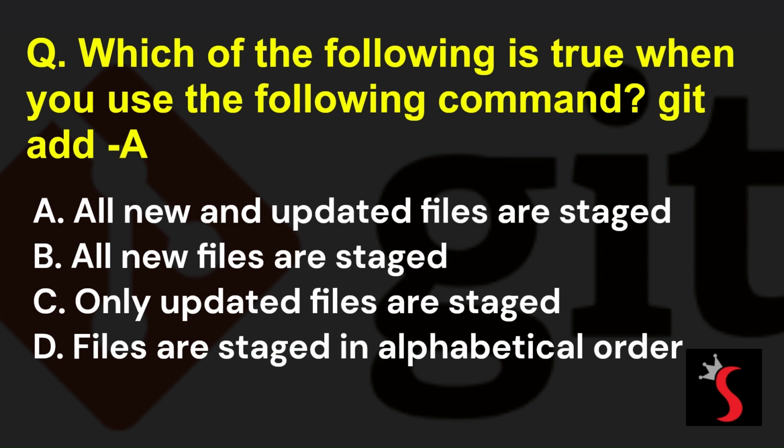Which of the following is true when you use the following command? Git add -A. A. All new and updated files are staged. B. All new files are staged. C. Only updated files are staged. D. Files are staged in alphabetical order.